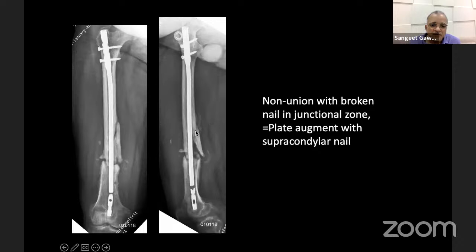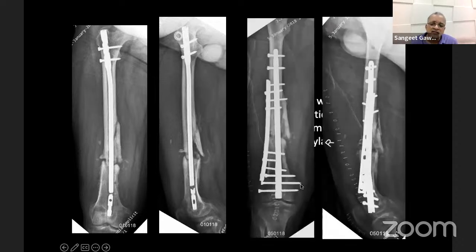Here, that butterfly fragment has healed at one end. However, there is a non-union at the distal side, and that butterfly fragment is not contributing to the healing or new bone formation. Again, here, the mechanics are poor. The distal fragment is small, and the construct stability is poor because of the wide medullary canal. So here, it needs a dual implant where you don't try to manipulate that butterfly fragment.